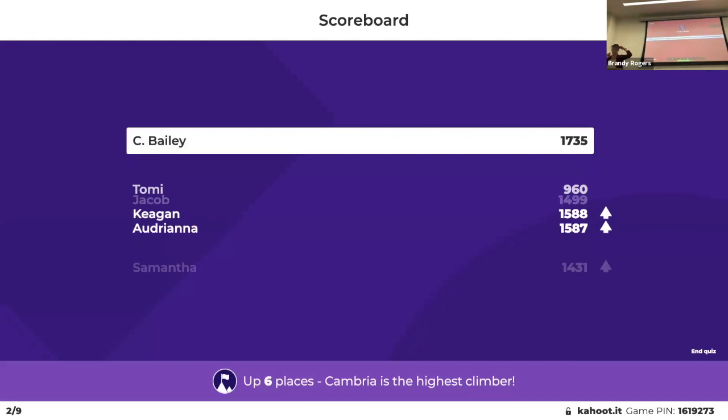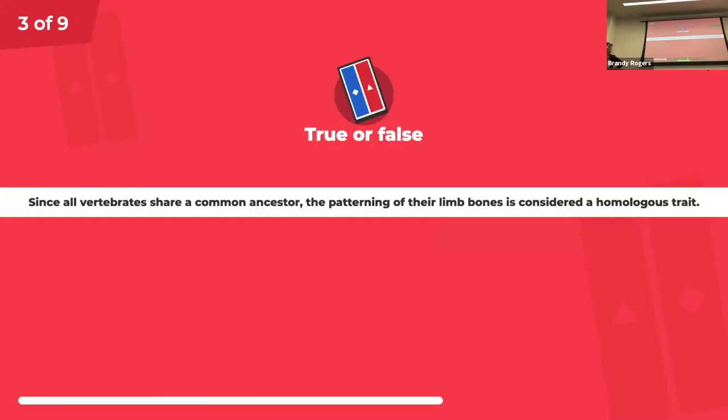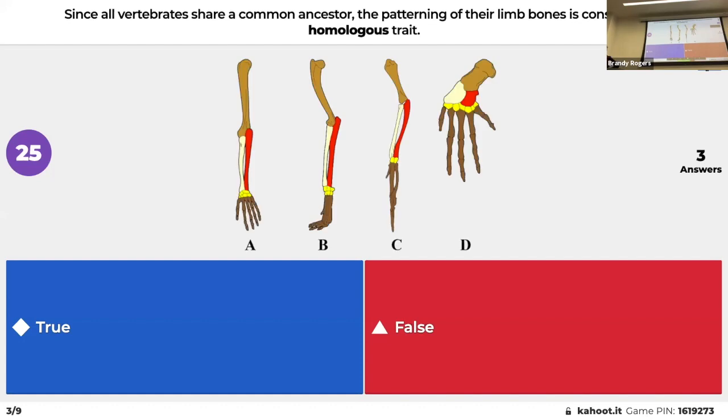All right, here's another little softball for you, true or false. Since all vertebrates share a common ancestor, the patterning of their limb bones is considered a homologous trait. True or false?